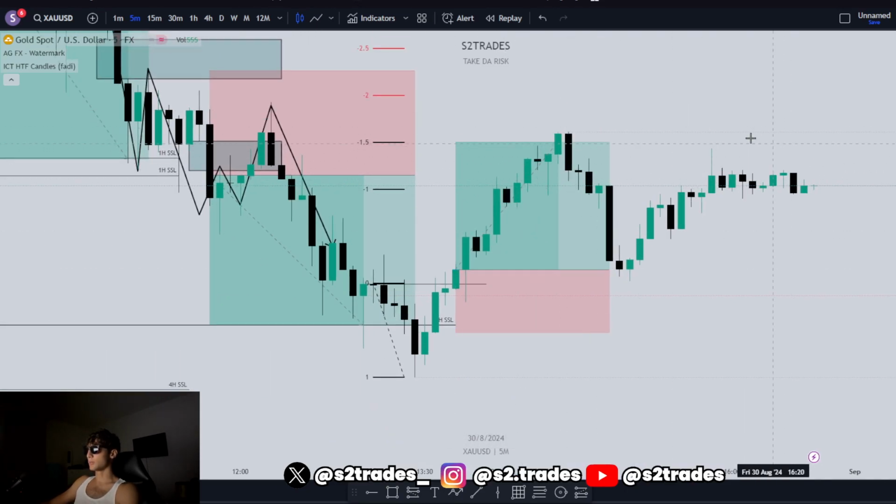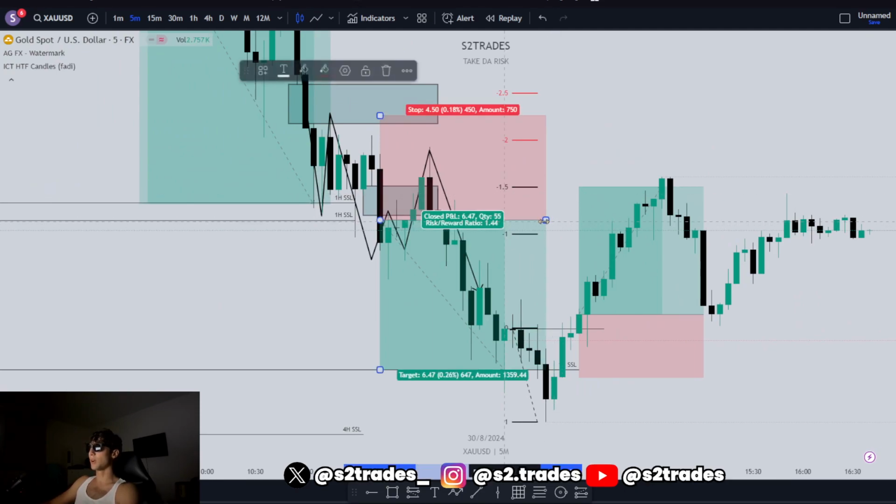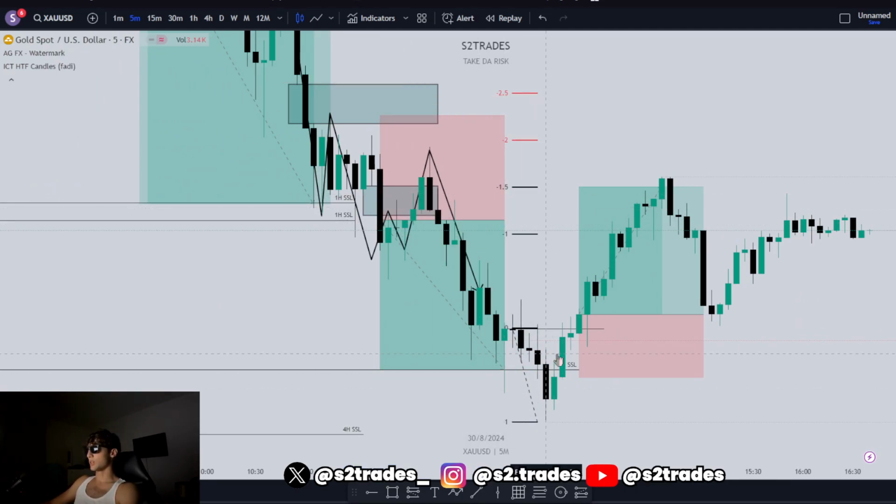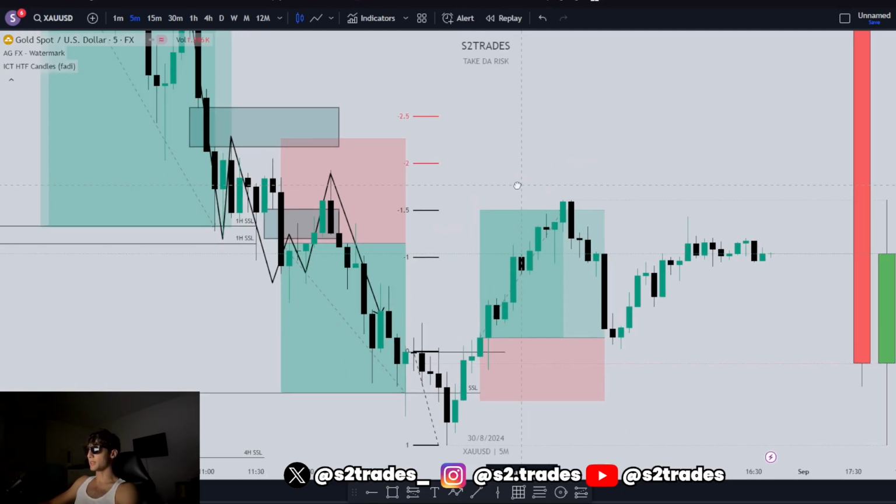Alright, so this was kind of a less probable setup, but it still worked. I saw a liquidity sweep, a change in state of delivery. I entered off the negative 1.5 standard deviation because of the fact that the market just moves with algorithms, right?